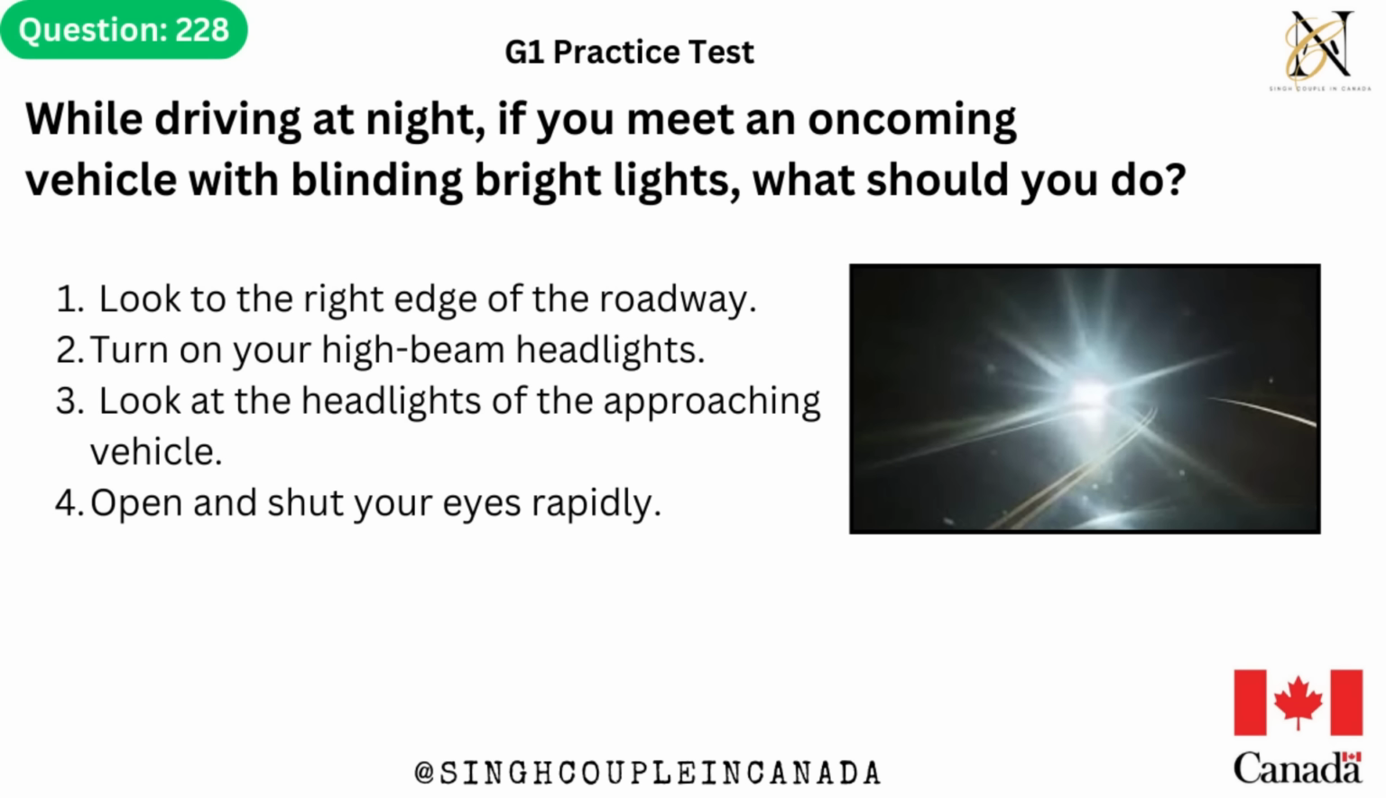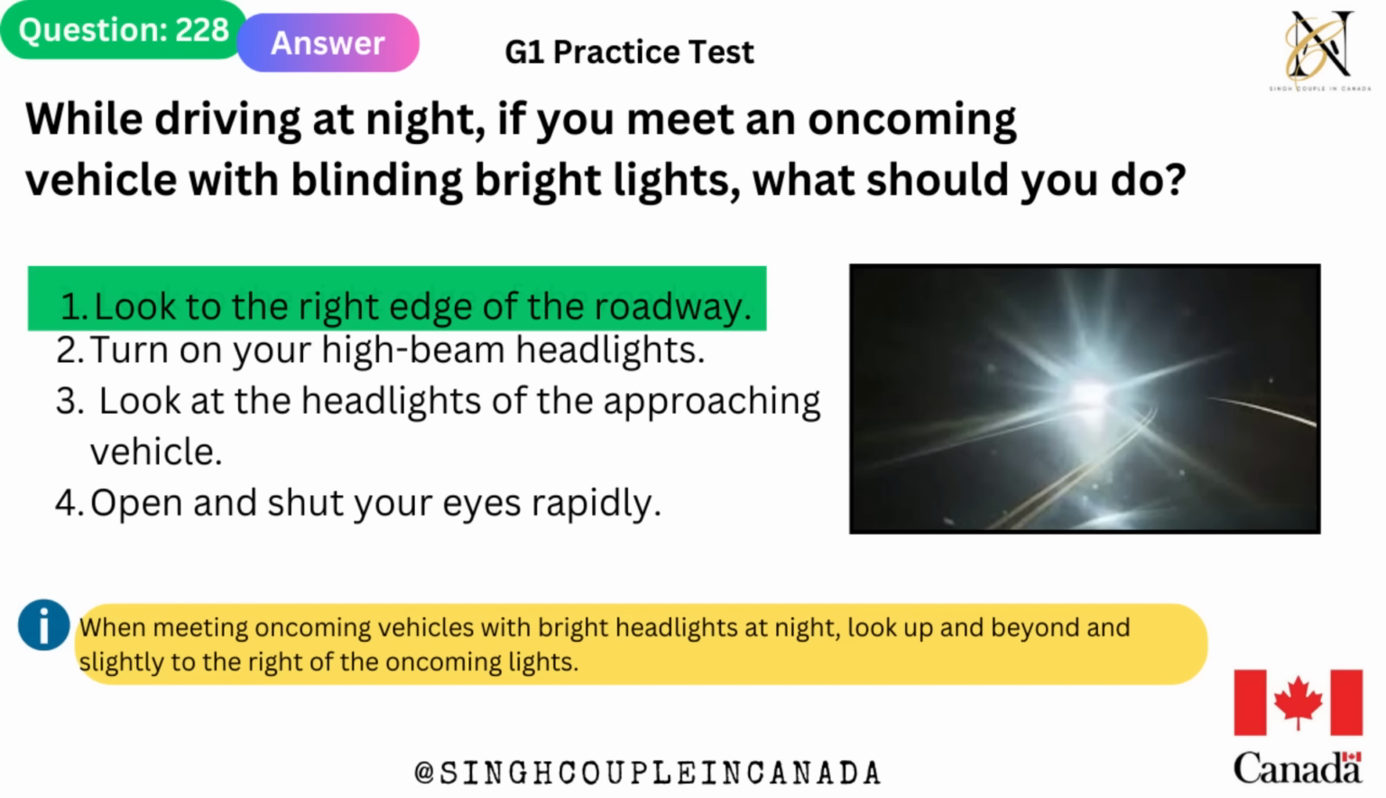While driving at night, if you meet an oncoming vehicle with blinding bright lights, what should you do? 1. Look to the right edge of the roadway. 2. Turn on your high-beam headlights. 3. Look at the headlights of the approaching vehicle. 4. Open and shut your eyes rapidly. The answer is 1. Look to the right edge of the roadway. When meeting oncoming vehicles with bright headlights at night, look up and beyond and slightly to the right of the oncoming lights.